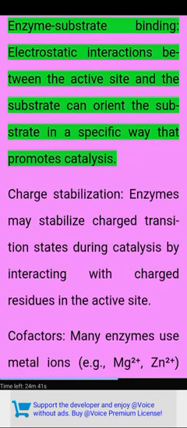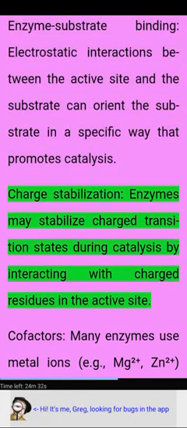Enzyme substrate binding. Electrostatic interactions between the active site and the substrate can orient the substrate in a specific way that promotes catalysis. Charge stabilization. Enzymes may stabilize charged transition states during catalysis by interacting with charged residues in the active site.